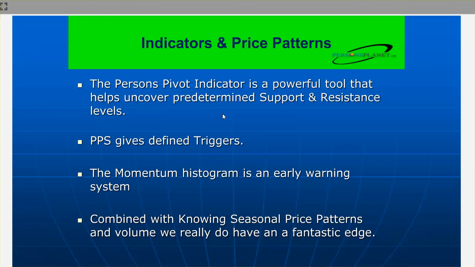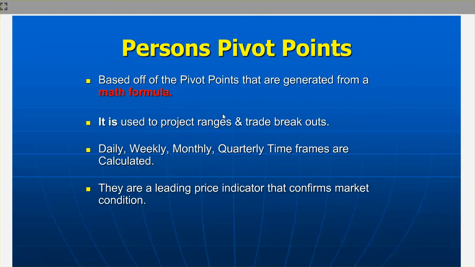It gives us defined triggers, it gives us a momentum histogram, and we have that knowing a little bit about seasonal price patterns and volumes. I think it gives traders really a dynamic edge in the marketplace. So Person's pivots are based off the regular math formula, which you can find anywhere. The only difference is that we came up with a couple different things.